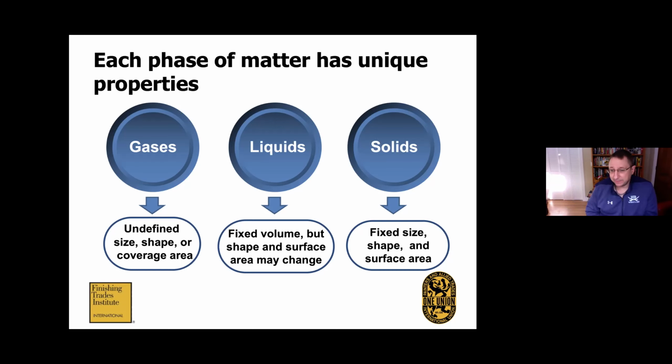And that has a lot of impact on whether or not something can be volatile and vaporize. The more surface area a liquid has, the more likely it's going to volatilize and get up in the air, which can affect workers. And then finally, we've got solids. These things have a fixed size, shape, and surface area. The only way that's going to change is if you mechanically damage it somehow.